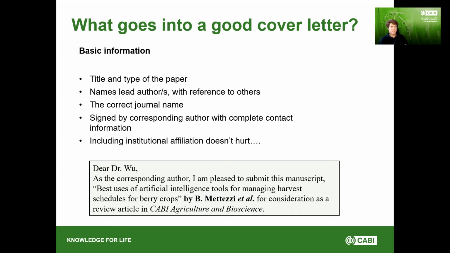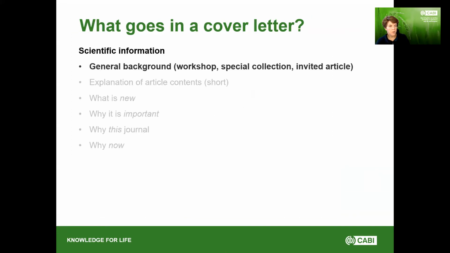So you've got the title of the paper, the type of paper, the name of the author, the correct name of the journal. This would be signed by the corresponding author. It doesn't mention the institutional affiliation, but it could. So that's the basic information in the first paragraph. That should be just the first paragraph.